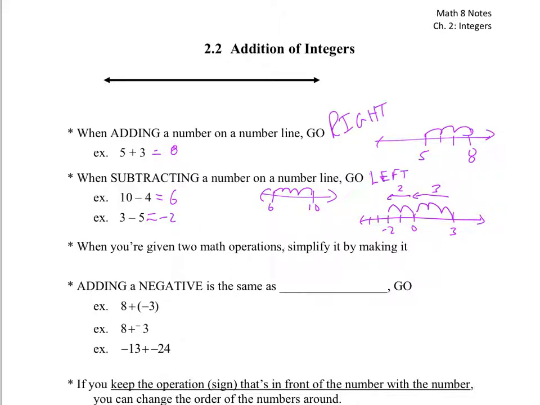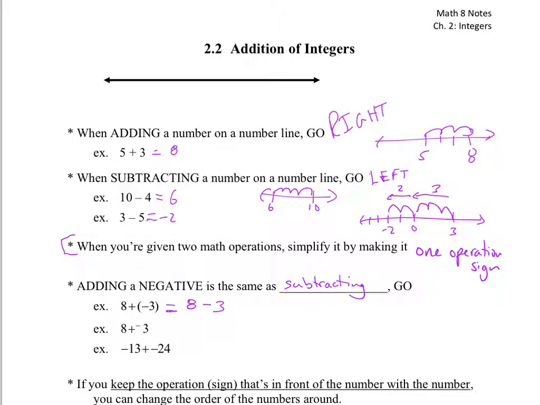There's a little note here. When you're given 2 math operations, we can simplify things a little bit because it's always hard to think about 2 signs next to each other. So we can simplify it by making it 1 operation, or we could say 1 sign, so not a plus and a minus next to each other. So for example, 8 plus a negative 3 could be written as 8 minus 3. We just get rid of the plus sign there. So adding a negative is the same as subtracting.